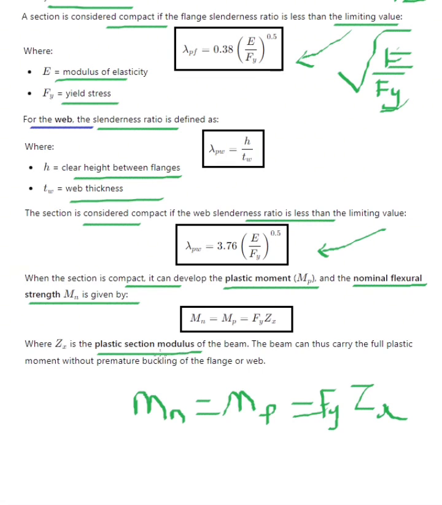The plastic section modulus of the beam depends on the sectional properties that you can take from the AISC manual, or you can calculate manually also. The beam thus can carry the full plastic moment without premature buckling of the flange or web. So now you can understand that the beam will not be subject to premature buckling of the flange or web. Without that buckling, it can carry the full plastic moment.